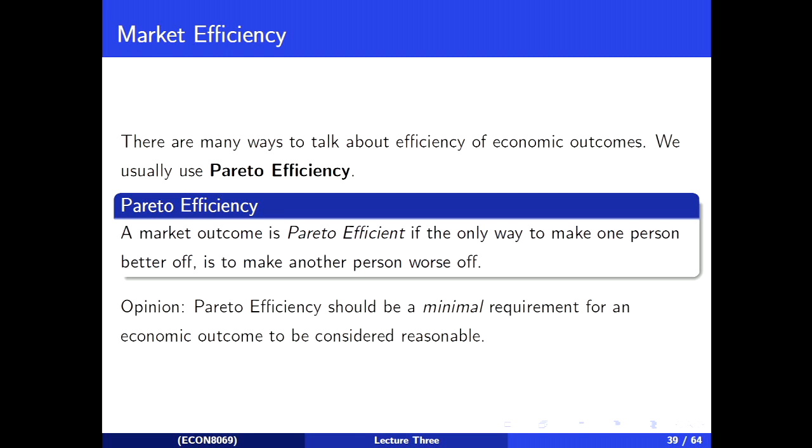I want you to think of Pareto efficiency as a minimal requirement for an economic outcome to be considered even vaguely reasonable. If we're in a world which is not Pareto efficient, that means we can change things to make everyone better off. Right? If we can change things to make everyone better off, we should. There's no reason not to do this. So Pareto efficiency really is our minimal requirement for something to be even vaguely reasonable. And very, very rarely do people try to construct objects that are not Pareto efficient, because it would be silly.